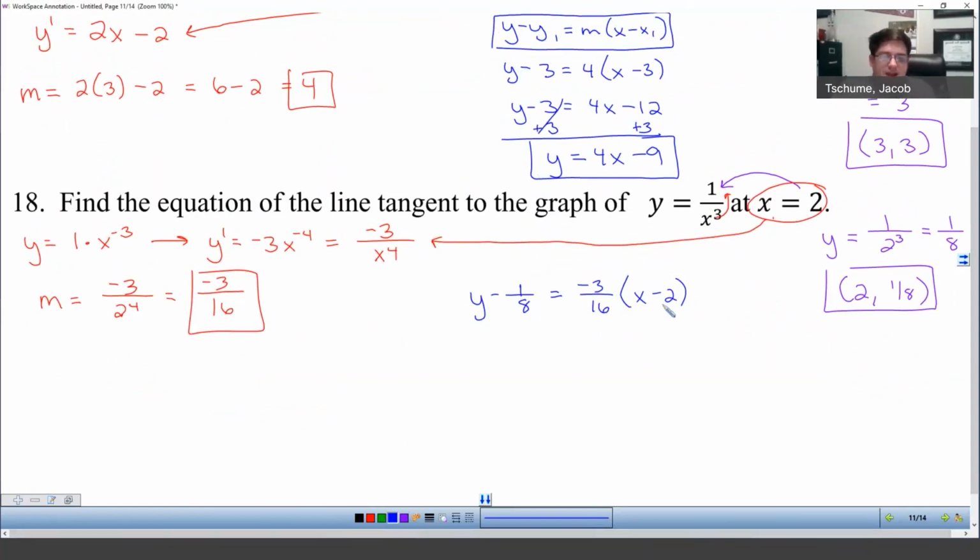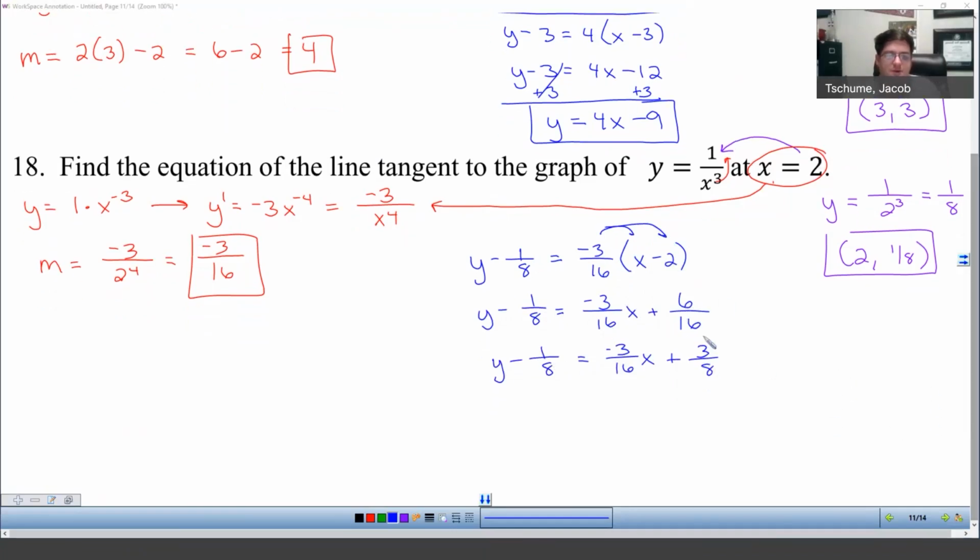If I multiply the -3/16 to both terms, this is y minus 1/8 equals -3/16x. Let's see, a negative times a negative is a positive. -3 times, let's see, that's 6/16. Now 6/16 does simplify, so that is y minus 1/8 equals -3/16x plus 3/8. Just divide both of those by 2.